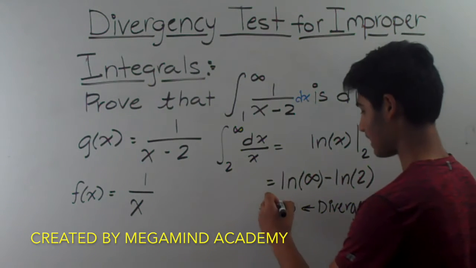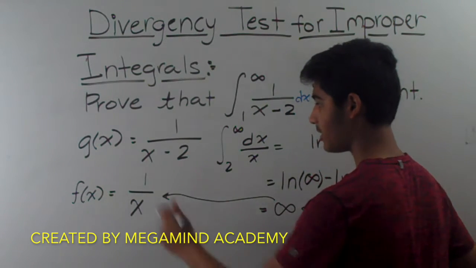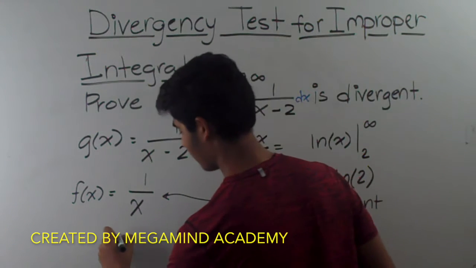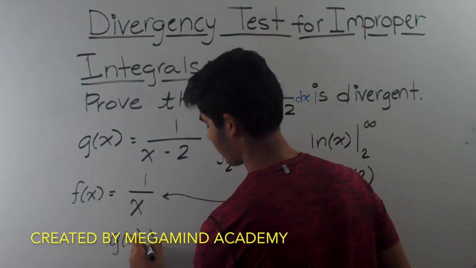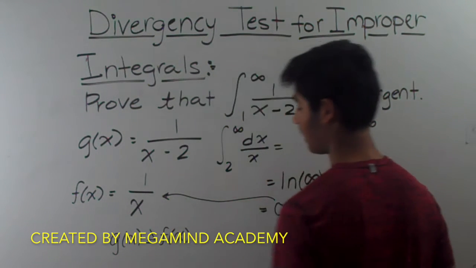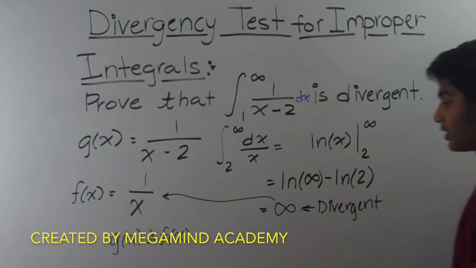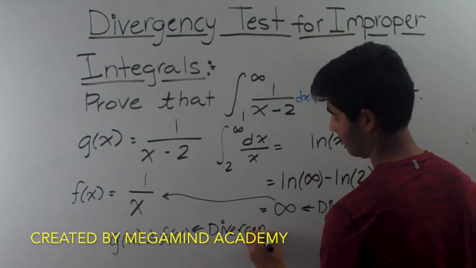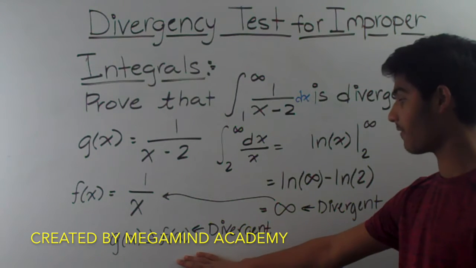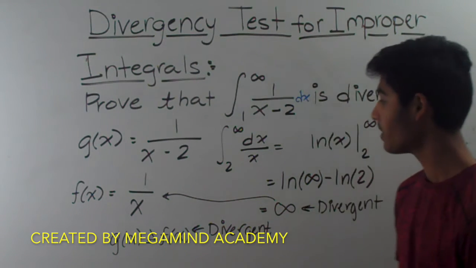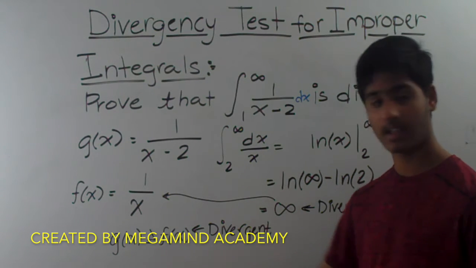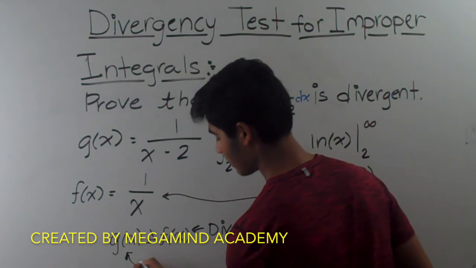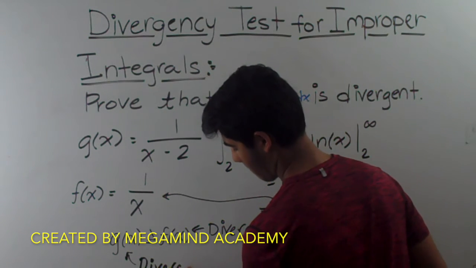So if f of x is divergent, and we know that g of x is greater than or equal to f of x for all values on this interval of the integral, and because we know that f of x is divergent, and f of x is less than or equal to all of the y values of g of x on the interval from 2 to infinity, then that means that g of x is also divergent.